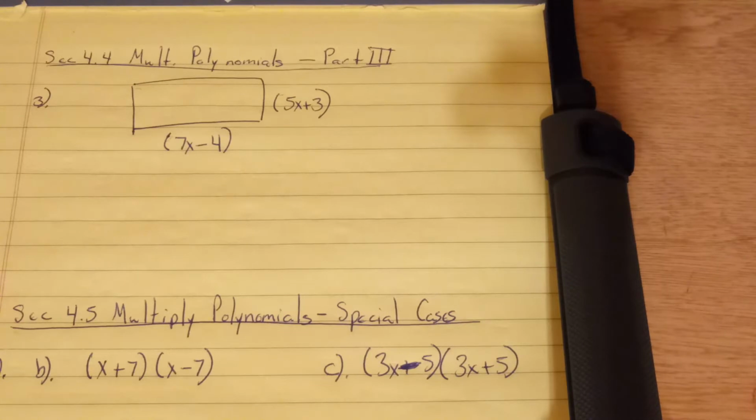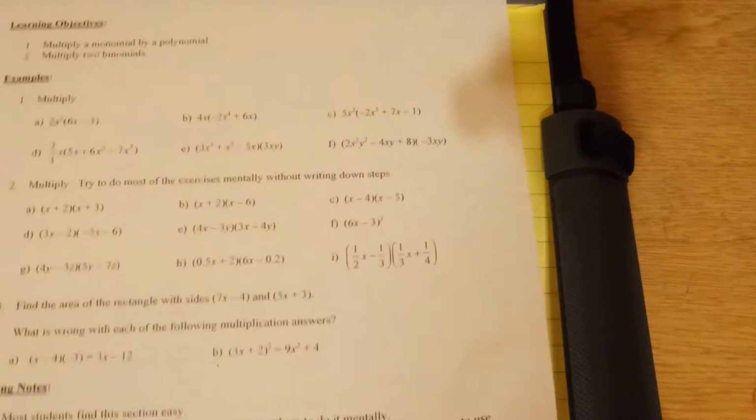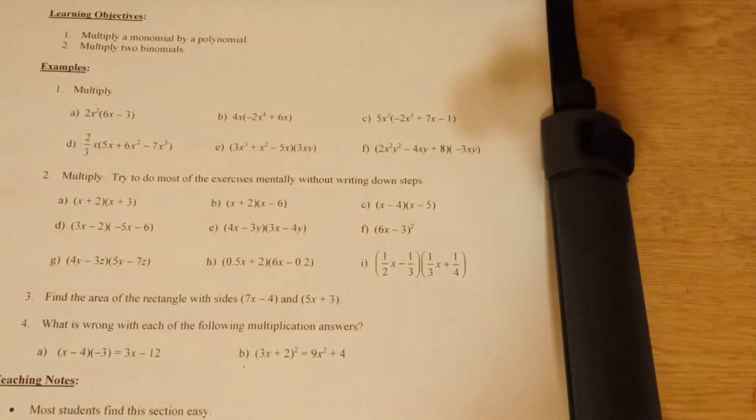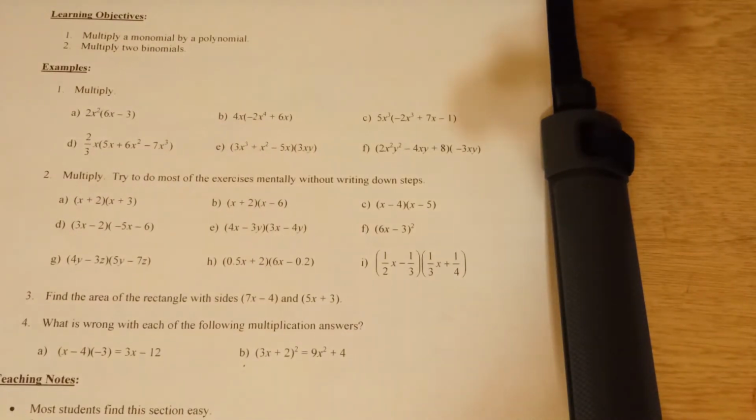I'm actually going to combine it with 4.5. There isn't a whole lot more in 4.5 that we need to discuss, but there are some slight differences. So if you take a look at problem number 3 from your worksheet, it says find the area of the rectangle with the sides of 7x minus 4 and 5x plus 3.